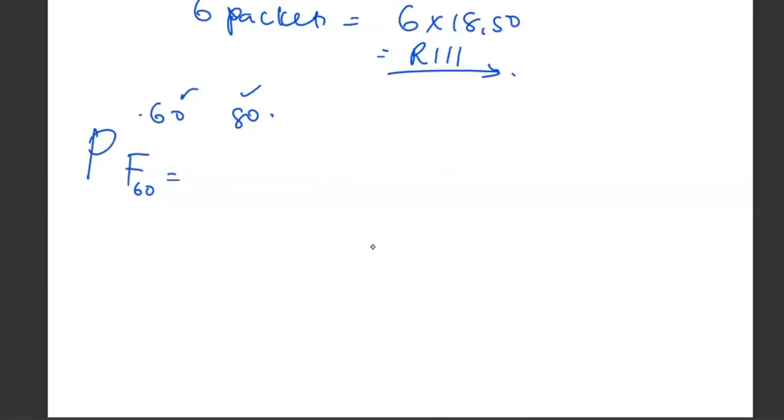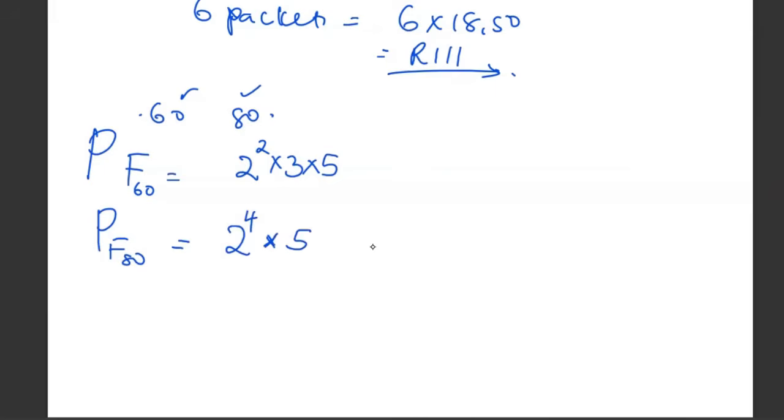So 60 equals, then I press shift and then the factorization button. I'm getting 2 squared times 3 times 5. And then prime factors of 80, I'll do the same thing. That is shift and then the factorization, I'm getting 2 to the 4 multiplied by 5.